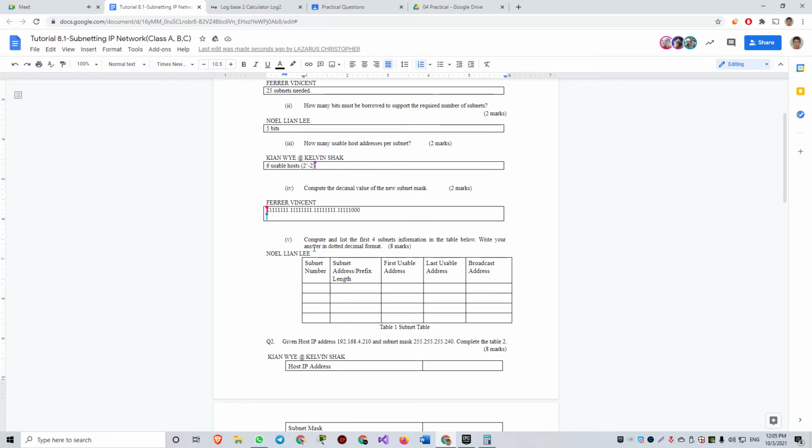Okay, so the first part, all ones means convert it into decimal. How to convert? Yeah. Okay, the easiest way, if you don't remember the computer organization way, is to use the calculator.